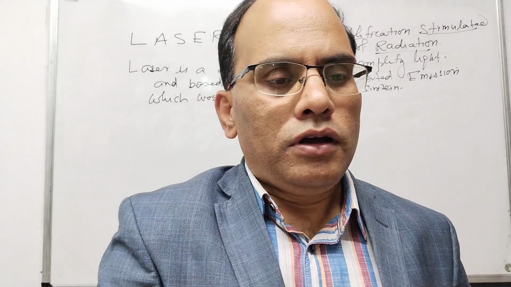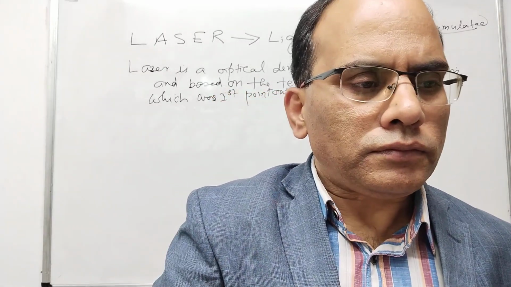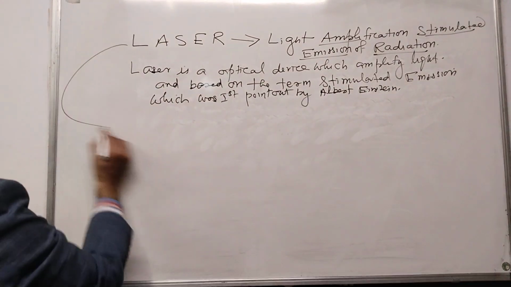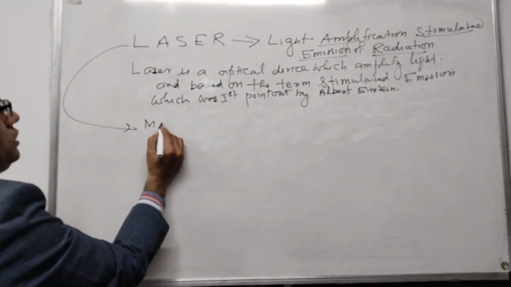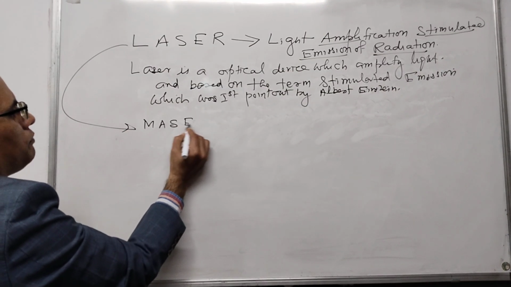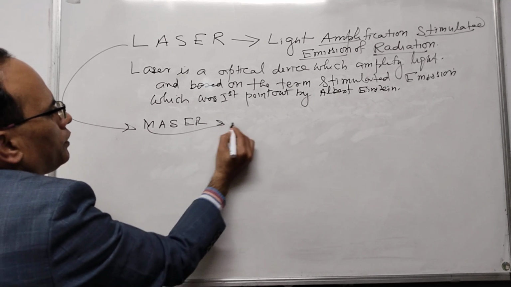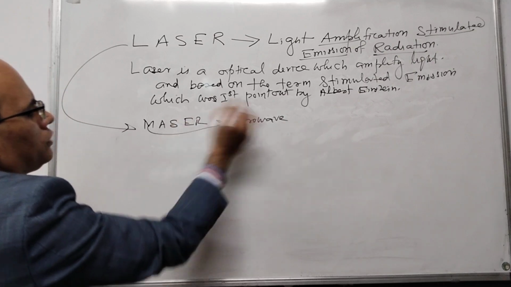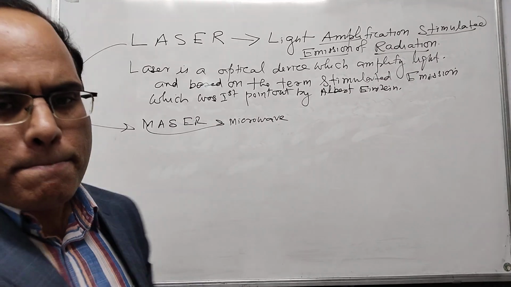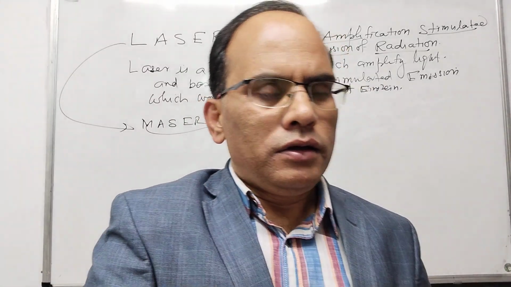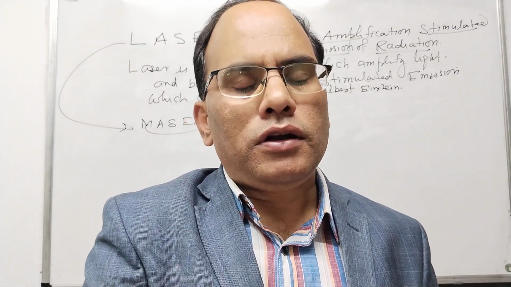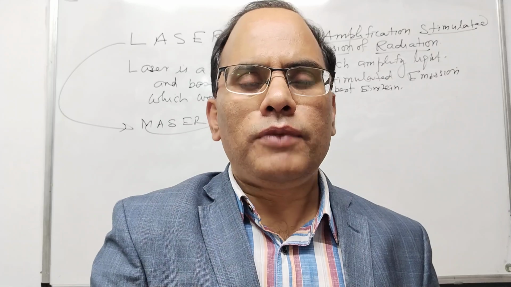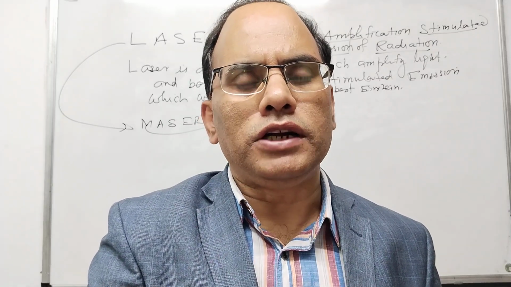Einstein predicted some terms like absorption, emission, and stimulated emission, and on the basis of that phenomenon laser was discovered. There is also a similar term called maser, which is not connected to the laser. Maser means microwave amplification, and many terms are the same. So how was that term discovered? Nowadays there are thousands of lasers, and they are widely applicable in various fields.